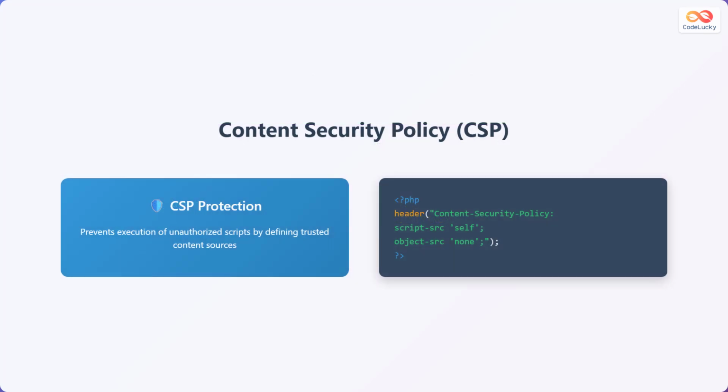Content Security Policy, or CSP, is a security feature that allows you to control the sources from which the browser is allowed to load resources. By defining a CSP, you can prevent the execution of unauthorized scripts, reducing the risk of XSS attacks. The code shows how to set a CSP header in PHP. The script-src 'self' directive allows scripts only from the same origin, and the object-src 'none' directive disables the use of plugins. This provides an additional layer of security by restricting the resources that can be loaded and executed by the browser.